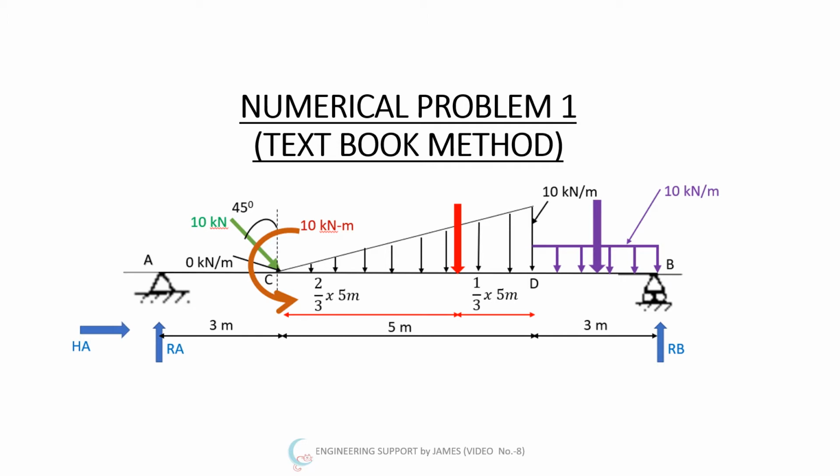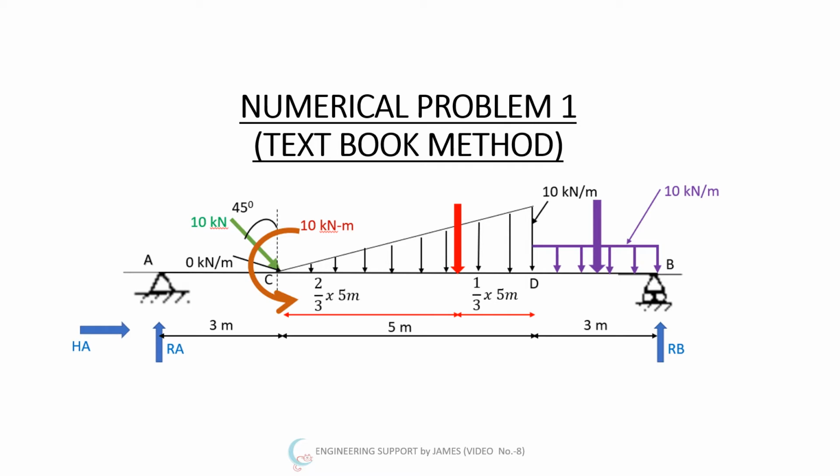This is 3 plus 5 plus 3, the total 11 meter span of this beam. Here we have a concentrated load of 10 kilonewton, which is acting at 45 degrees with respect to the vertical plane. There is a 10 kilonewton meter moment acting at C. Then there is a triangular load with an intensity of 10 kilonewton per meter at A, and at C its intensity is 0 kilonewton per meter. And another one is the UDL of 10 kilonewton per meter from D to B, which is acting over a 3 meter span.